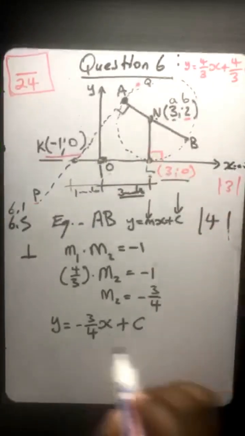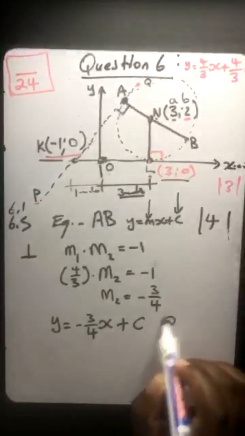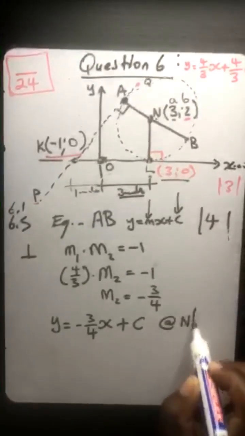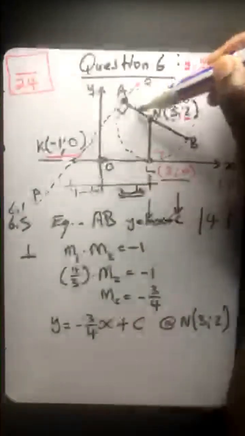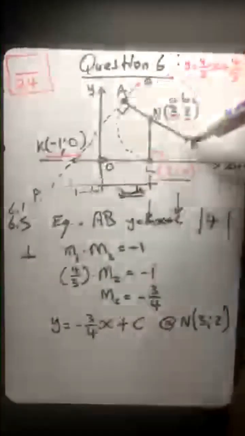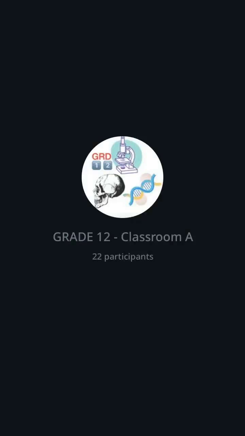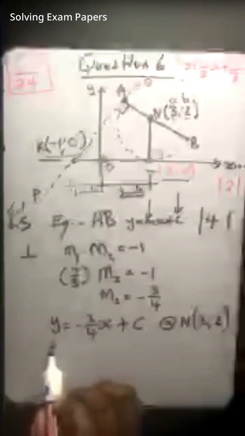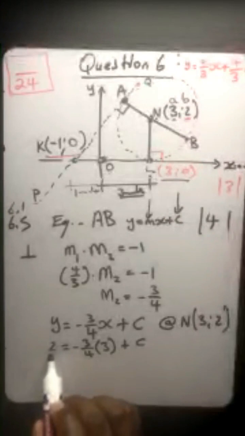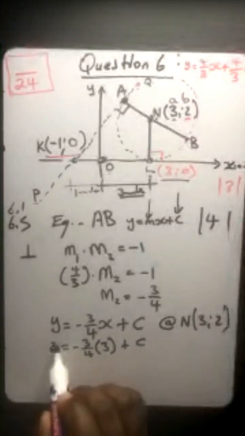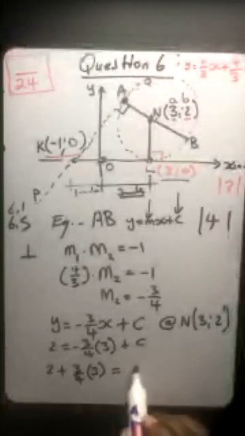So that is why you're going to say this is what you already have. At that point N, having these coordinates. Why point N? Because it lies on that straight line, on that diameter, on that line where you are finding an equation. So you're going to substitute there where you see y and x for you to calculate that value. So can you see you have 2, you transpose. It's more like you're having 2 plus 3 over 4 into 3. It's going to be your C.